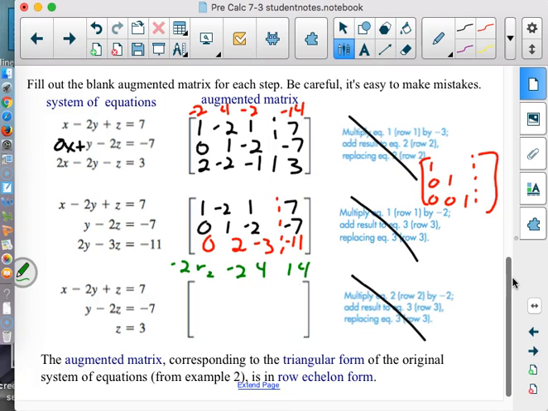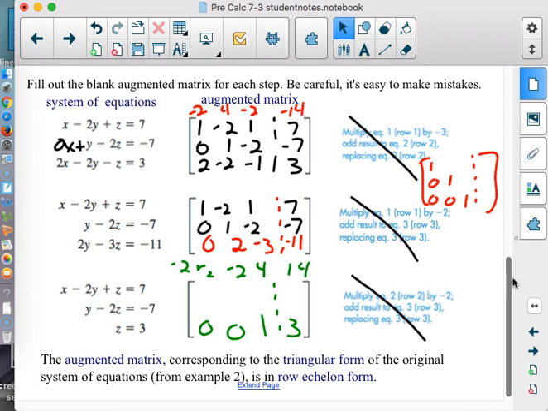So we'll have 0 plus nothing, 0. 2 plus negative 2 is 0. Negative 3 plus 4 is 1, which is perfect, by the way. And 14 and negative 11 gives 3. Other rows will stay the same.